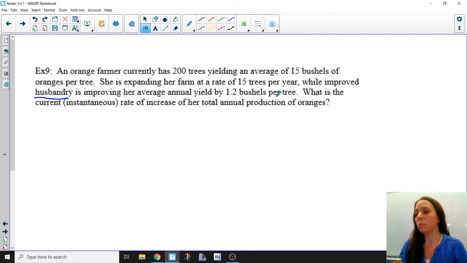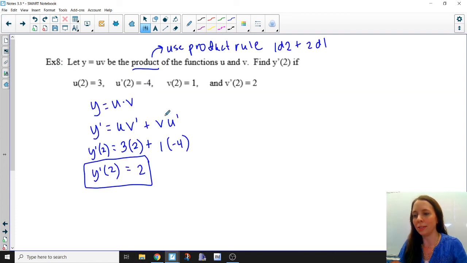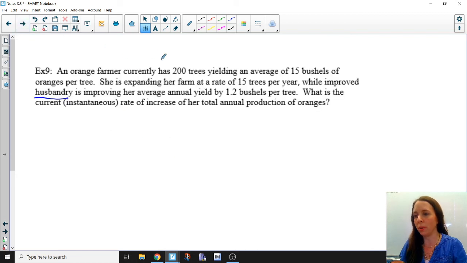So the question is, what is the current instantaneous rate of increase of her total annual production of oranges? Okay, so how are we going to get to a point where we're doing this? That's a big question here. Well, we're going to write an equation. How are we going to write an equation? We're going to write an equation by defining variables. Okay, so very simple algebra stuff.